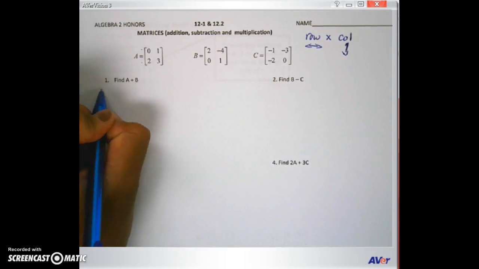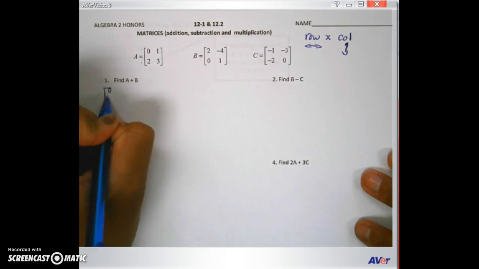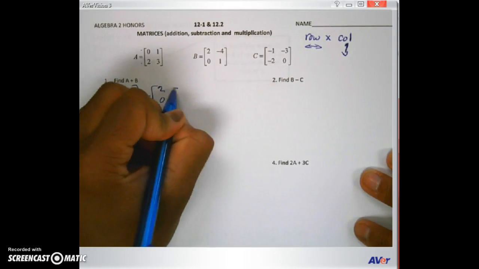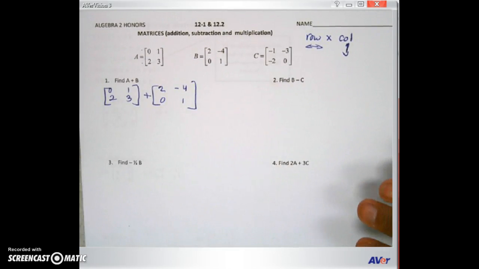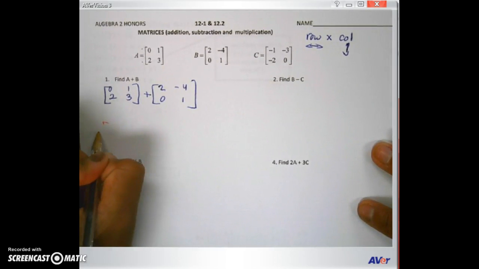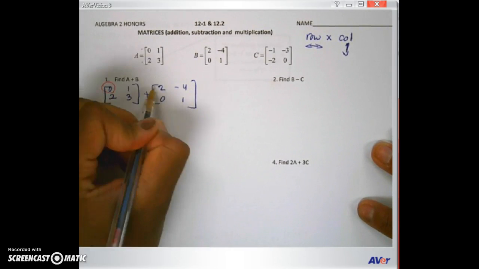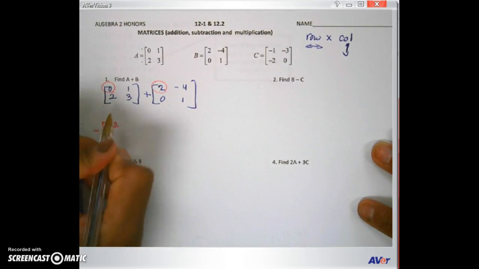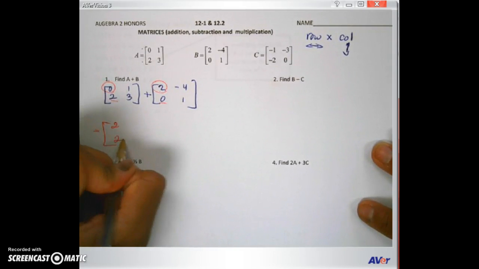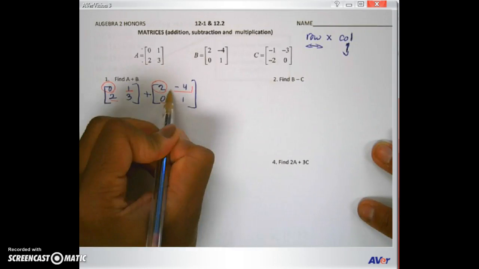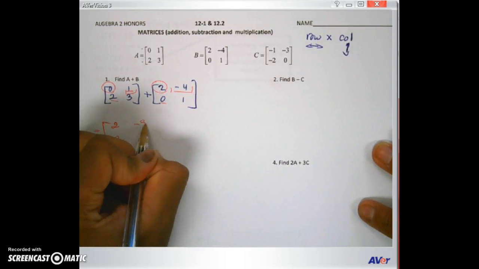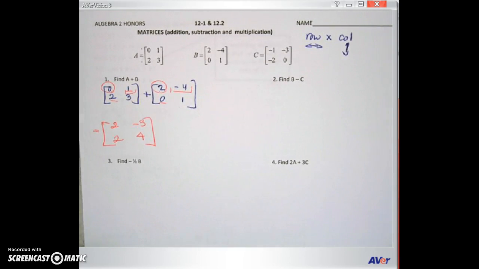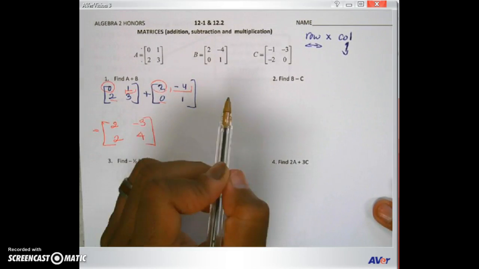So we would like to first find A plus B. So adding them, a little bit intuitive. So you have your matrix A, and you're adding B to it. For matrix addition, it's really intuitive in that you are going to be adding all of the entries in the same position. So this 0 is in the same position as the 2. 0 plus 2 is 2. 2 plus 0 is 2. 1 and negative 4 give you negative 3. And then 3 plus 1 gives you 4. That is matrix addition.